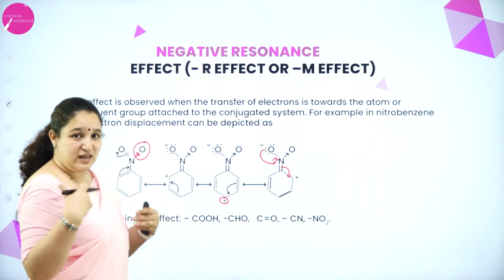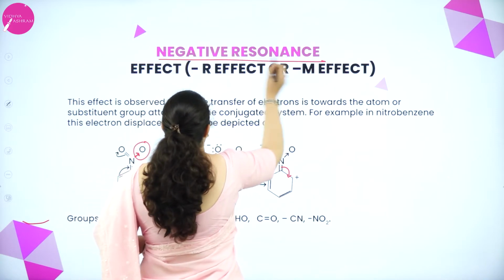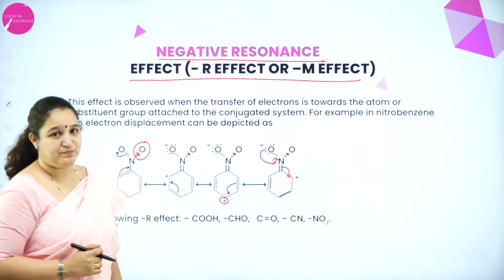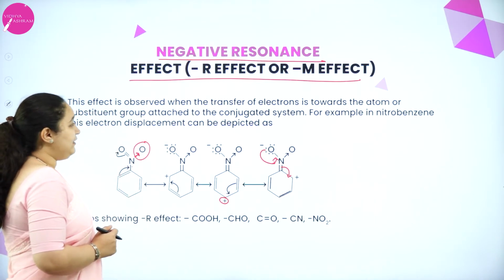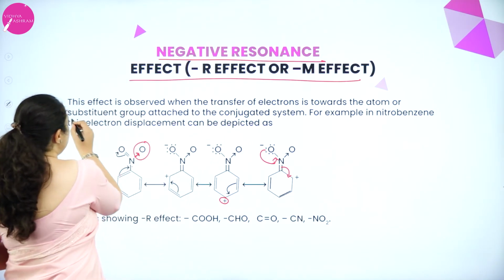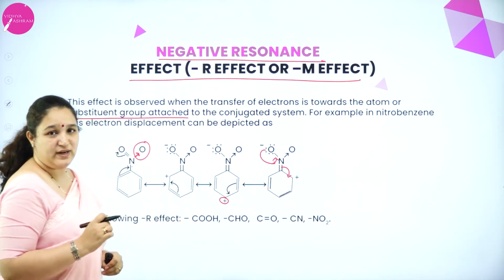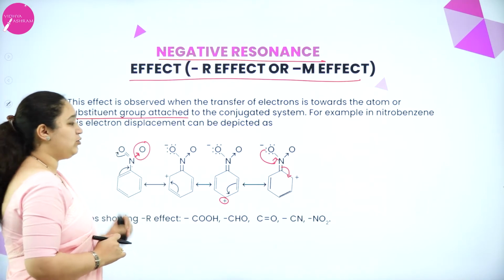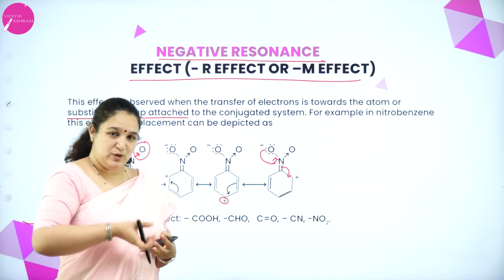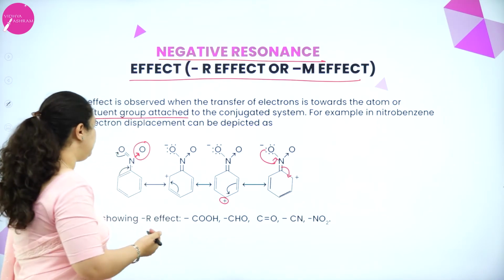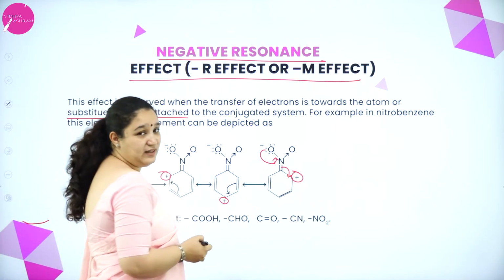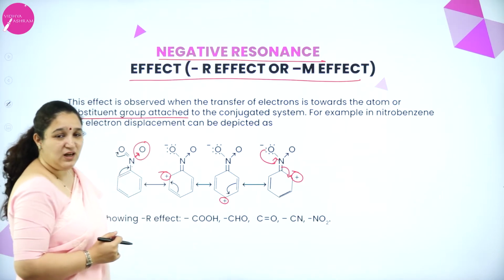If that is the case, then we call it negative resonance effect, or minus R effect, or minus M effect. In this effect, the transfer of electron is towards the atom or the substituent group attached to the conjugated system. Example, nitrobenzene we have given. If the substituent which is attached is pulling the electron towards itself, then the positive charge will be in the ortho position, para position and in the ortho position of the benzene ring.